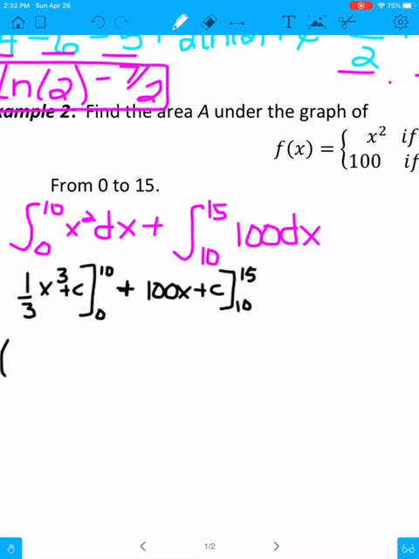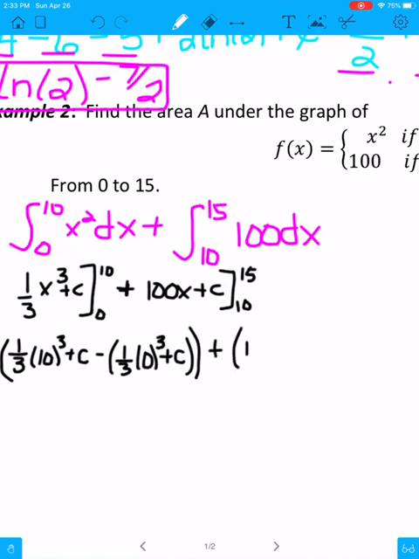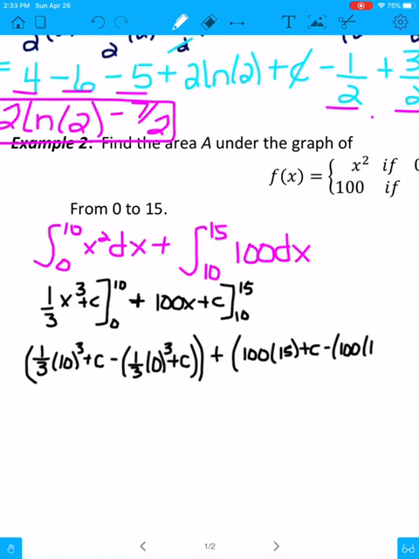So I'm going to get 1/3 times 10 to the 3 plus c, minus the bracket 1/3 times 0 to the 3 plus c, another bracket, plus 100 times 15 plus c minus 100 times 10 plus c.